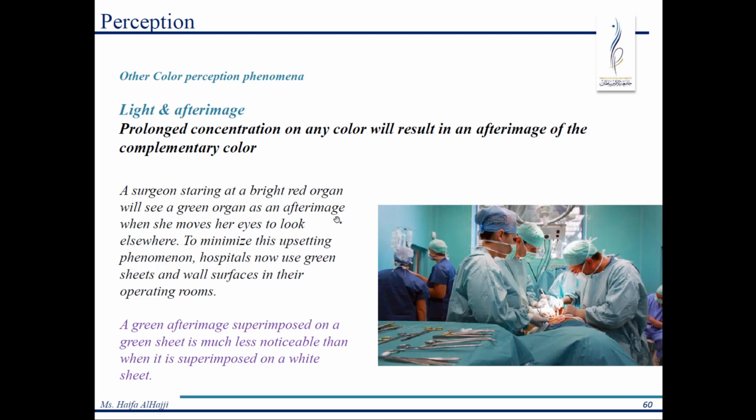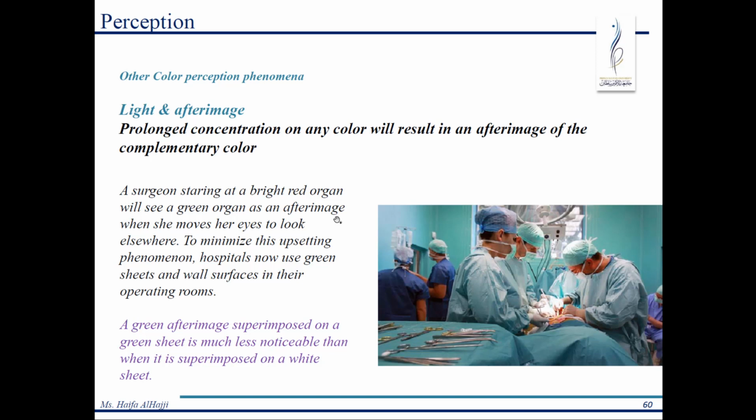Now, how is this useful, or how should we take it into consideration? We should take this into account in choosing the color in some spaces. For example, in hospitals, and more specifically surgery rooms, the doctors are usually staring for too long at the blood of a patient. The blood color is very bright red. So when they look for too long at the color red, what they're going to see when they look away are patches of green. They're going to see the same image they had, but in green.